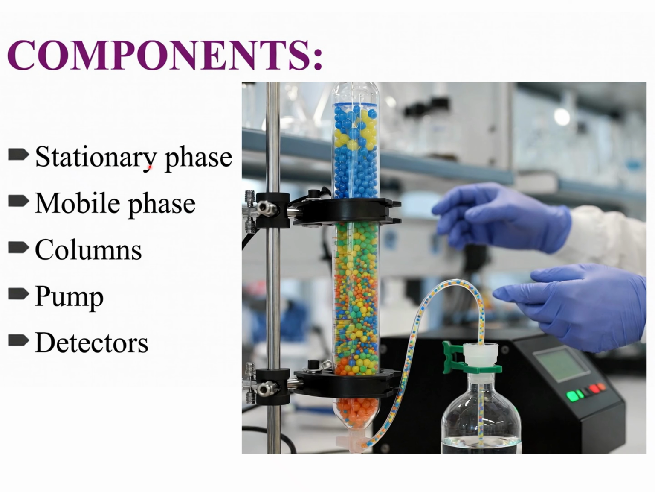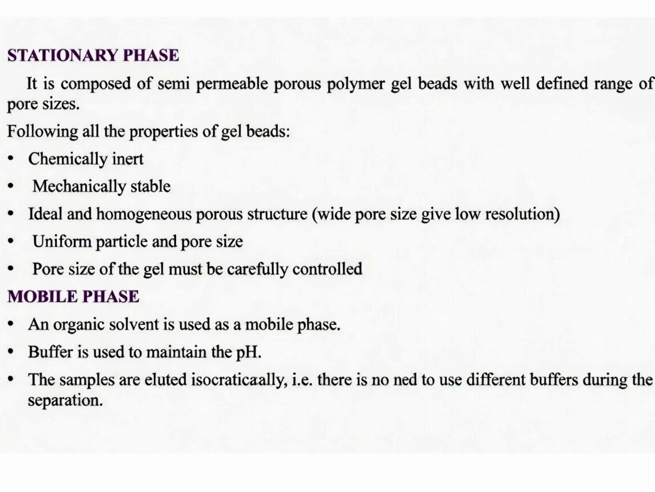So let's see the basic components of GFC. As we have already discussed, it is composed of the stationary phase, then the mobile phase, where the buffer is the mobile phase, then the column, and the pump. Why is the pump used? The pump is basically used for pressure generation, to analyze the sample quickly. And lastly, the detector. So let's discuss one by one.